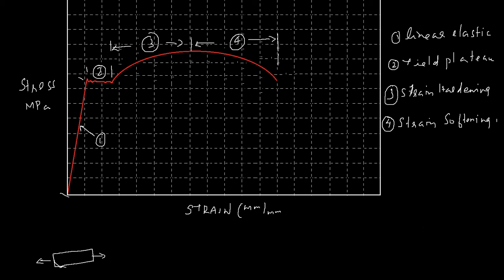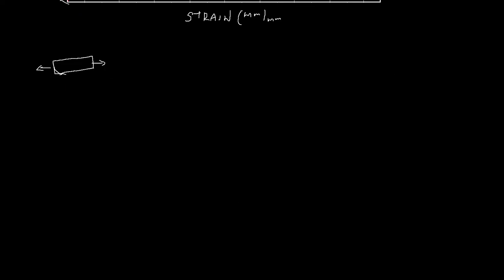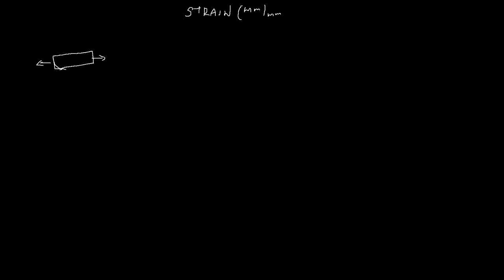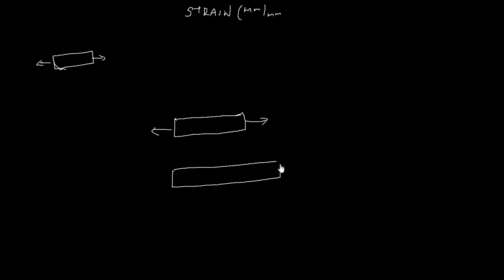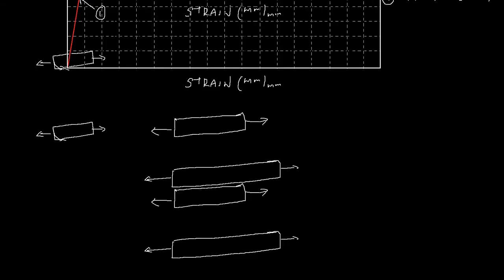So what happens is, initially you will have a shape. Say for example, if you have a shape like this, and you apply a force, at the linear elastic region the body will just elongate with the increase in length and a slight decrease in radius or thickness.